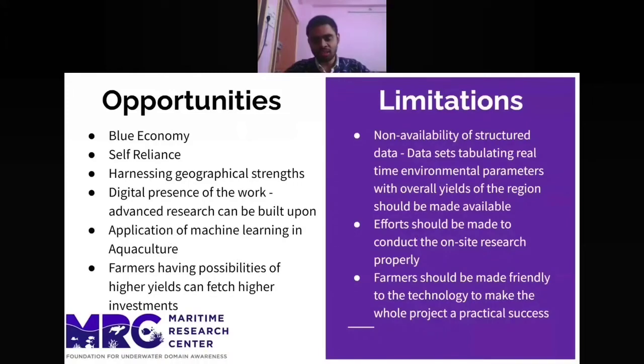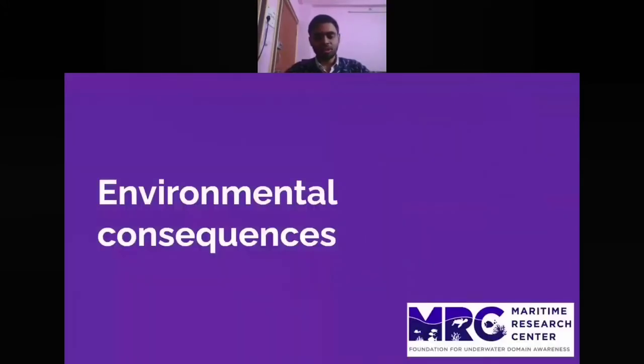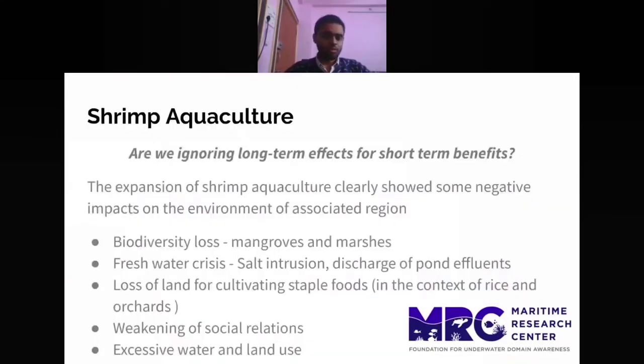And the thing to make this project a practical success would be to make farmers friendly to the technology. And if we talk about the environmental consequences, we have to comply with the blue economy guidelines. And if we talk about shrimp aquaculture, I would like to ask, are we ignoring the long-term effects for the short-term benefits?